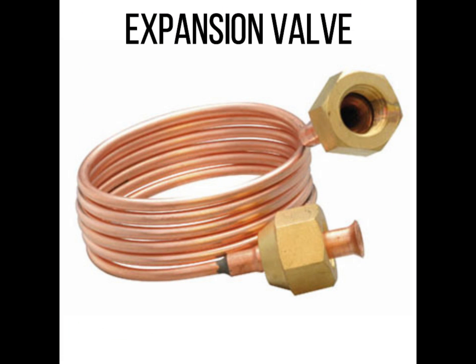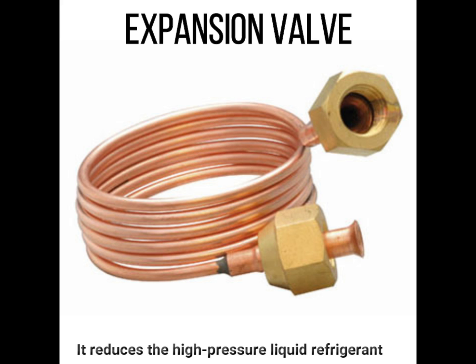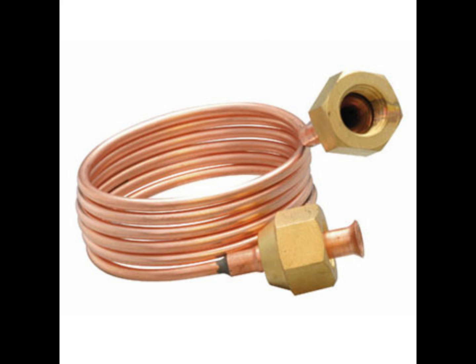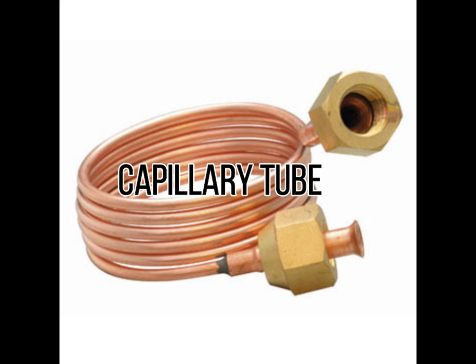Last is the expansion valve. The expansion valve is a metering device that controls the flow of the refrigerant to the evaporator. It reduces the high-pressure liquid refrigerant to a low-pressure liquid refrigerant into a correct quantity to operate the system at maximum efficiency and without overwhelming the compressor. There are many types of expansion valve. One example is the capillary tube.